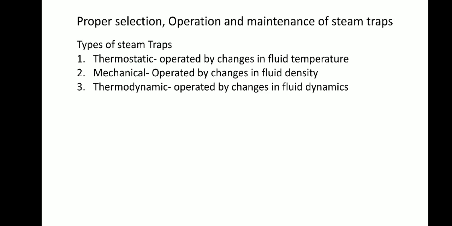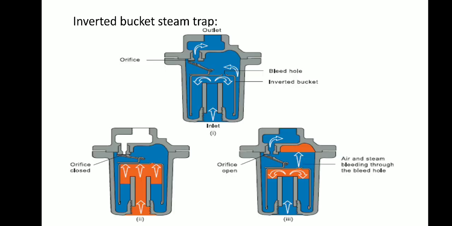Then the third one, thermodynamic, is operated by change in fluid dynamics. The thermodynamic steam traps rely partly on the formation of flash steam from condensate. This group includes thermodynamic disc, impulse and labyrinth steam traps. And the first one is the inverted bucket steam trap. The inverted bucket steam trap is shown in the slide.